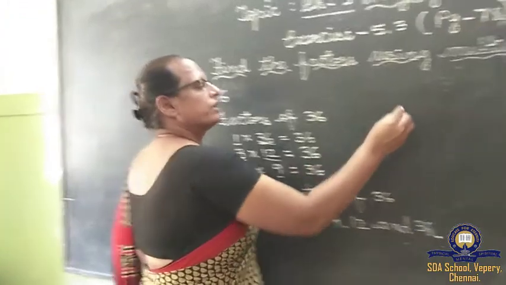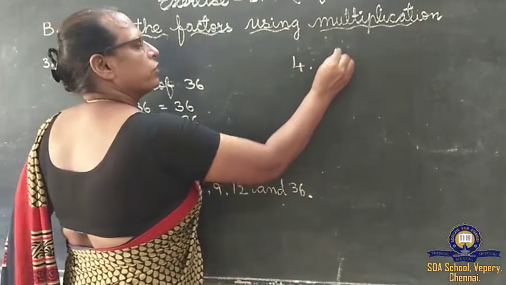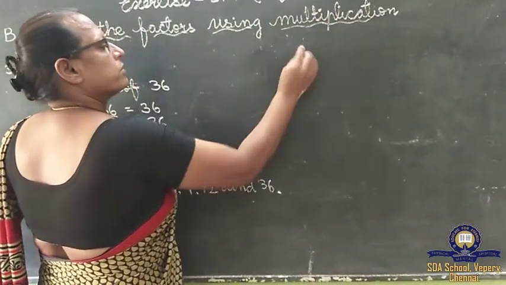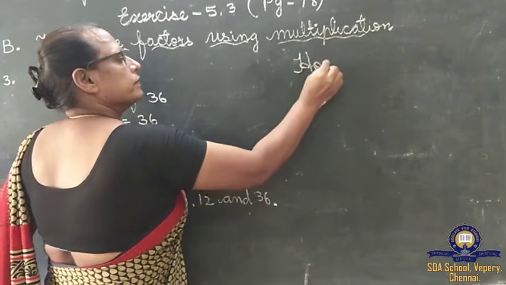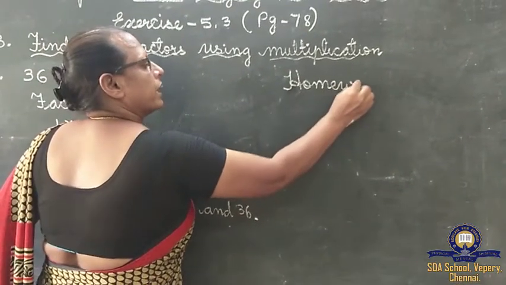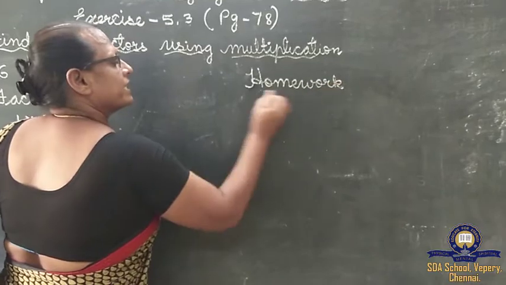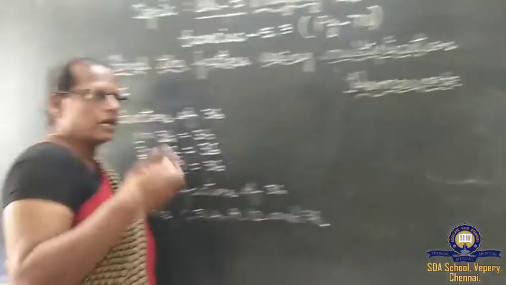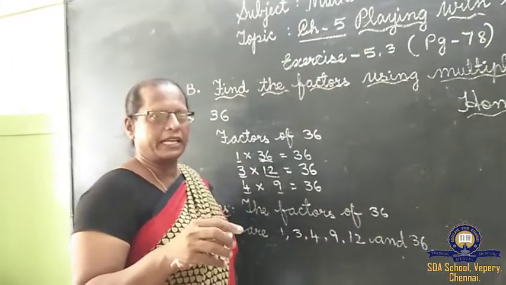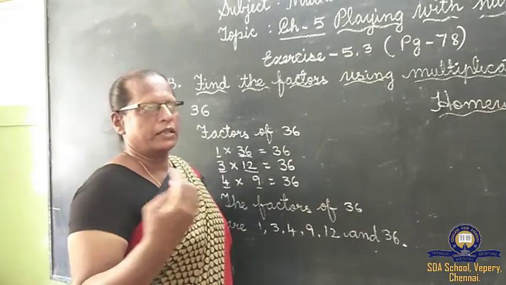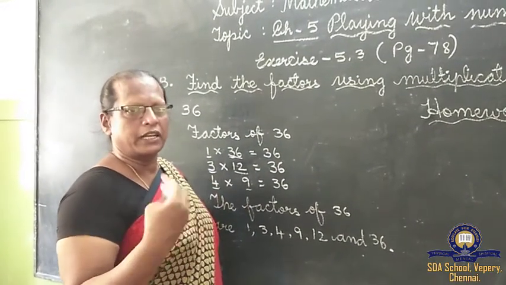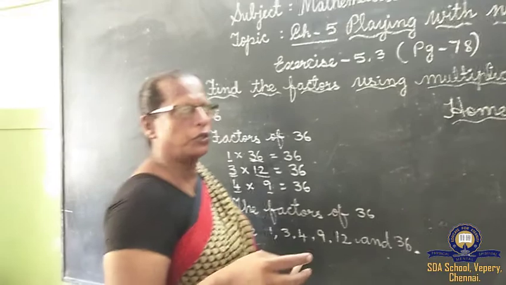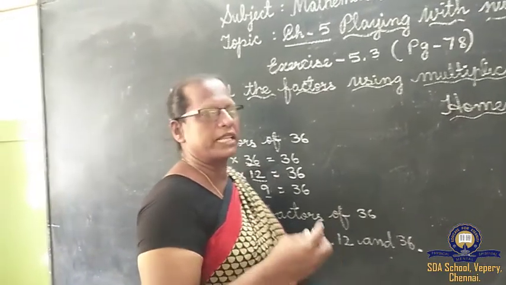So the 4th sum I am giving as homework. Many of them are not doing it. I don't know why. Nowadays the numbers are decreasing, it's not increasing. Don't do that. You do the sums and send it to us.